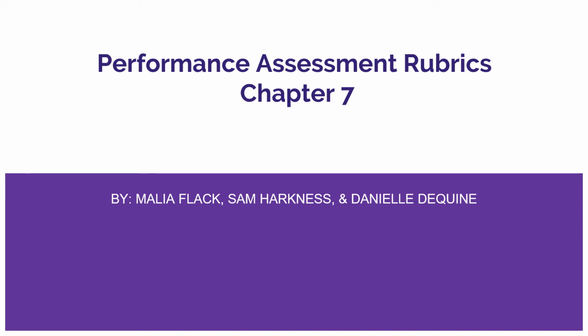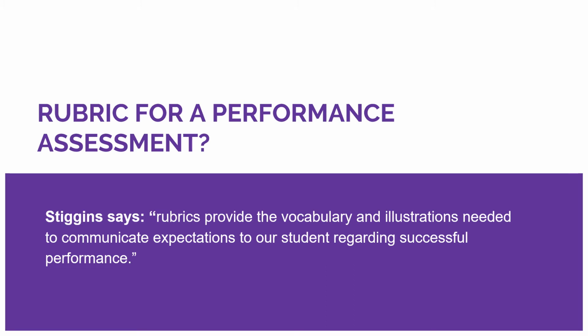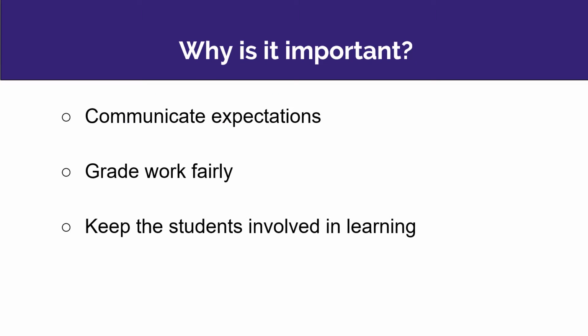In Chapter 7, we discuss how to make a rubric for performance assessments. Stiggins defines rubrics by stating that they provide the vocabulary and illustrations needed to communicate expectations to our students regarding successful performance. Rubrics must be translated into student-friendly language and contain examples for the students. Rubrics are important because a good quality rubric is the main way we communicate our expectations to students and how we grade their work fairly. Without a rubric, students and teachers would have no guidance on wanted material and the end goal.